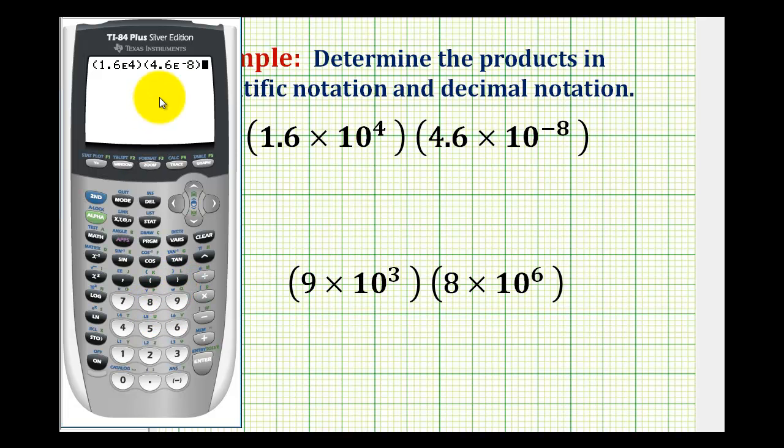When we press enter, the calculator will determine this product. And you want to be sure not to write this down as your answer. This represents 7.36 times 10 to the -4th. So let's write that down.